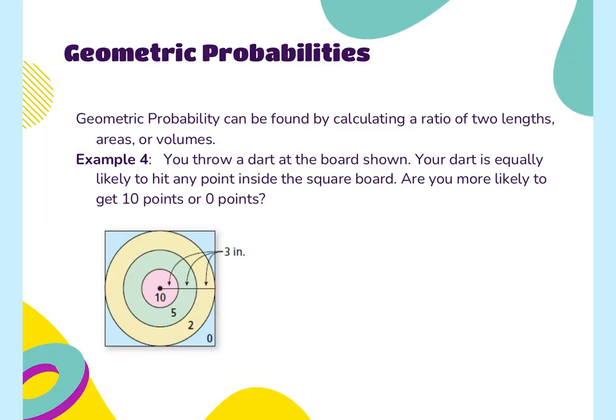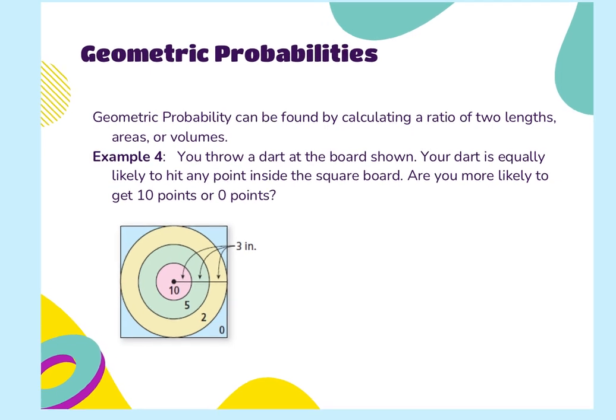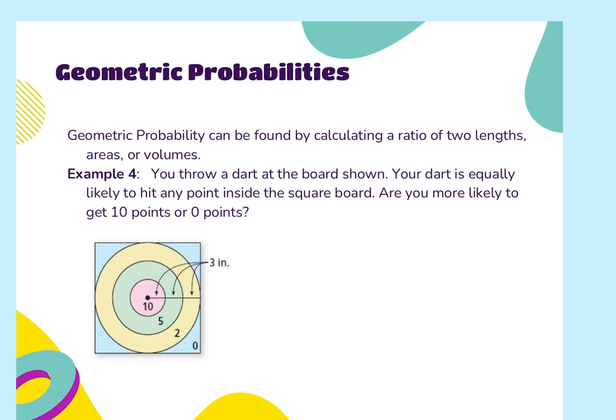All right, geometric probabilities. These can be found by calculating a ratio of 2 lengths, 2 areas, or 2 volumes. And again, you would be putting what you want to land on, so whatever you want, over the total, either area, length, whatever it is.